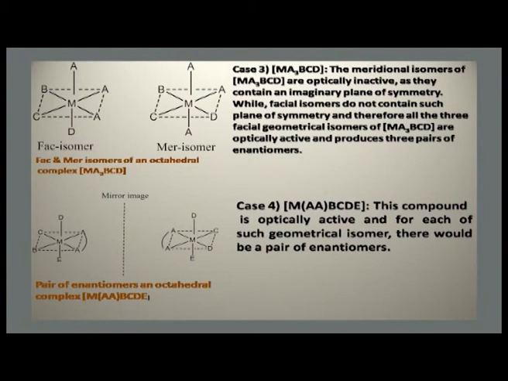Now let's move towards optical isomers produced by bidentate ligands. Case 4, MAABCDE. This compound is optically active and for each such geometrical isomer there would be a pair of enantiomers. You can see the structure here.